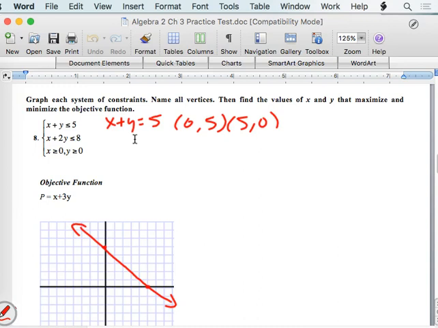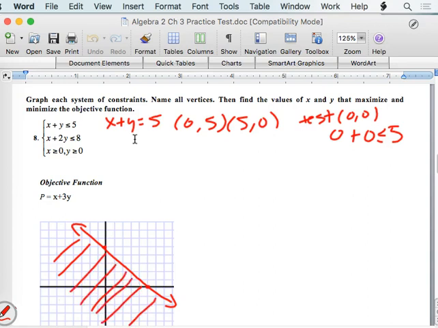Well, it didn't say x plus y equals 5. It said x plus y is less than or equal to 5. So should I shade towards 0, 0, or should I shade away? Yes, because if we test 0, 0, this will say 0 plus 0 is less than or equal to 5. Well, of course it is. 0 is less than or equal to 5, so we'll shade this one. So top one done. Get a different color.